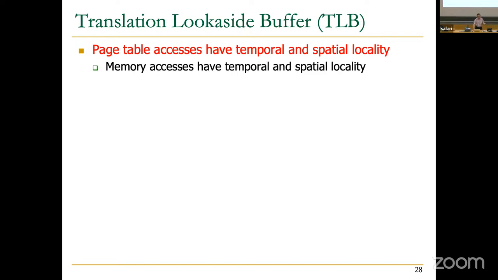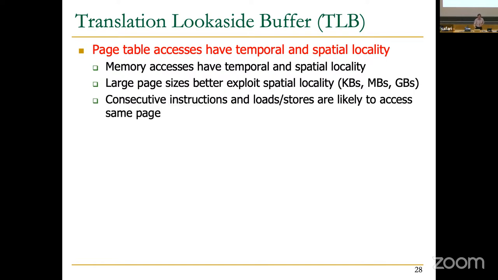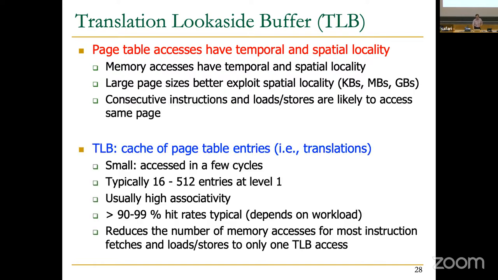Okay, so this is the reason, because memory accesses have temporal and spatial locality. And large page sizes clearly exploit spatial locality better, just like we saw in caches with large block sizes. Remember that picture that I showed you yesterday? A page is equivalent to a block. Essentially, if you have a gigabyte page and very good spatial locality, your TLB hits most of the time, right? And consecutive instructions, loads and stores are likely to access the same page. We've already discussed this. So the TLB is a cache of page table entries, in other words, translations.